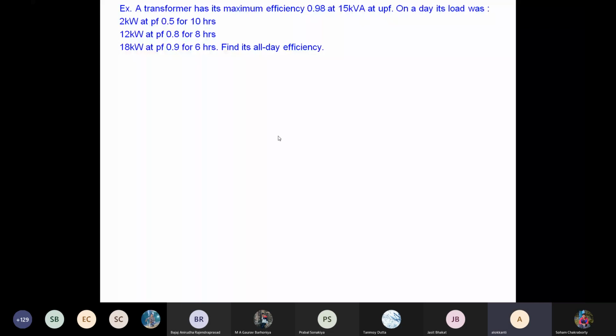On a particular day, its load is such that for 10 hours, it was 2 kilowatt at power factor 0.5. This is how the loading took place over the 24 hours. For 8 hours, it was 12 kilowatt at power factor 0.8, and for the rest 6 hours, it was 18 kilowatt at 0.9 power factor. Find its all-day efficiency.